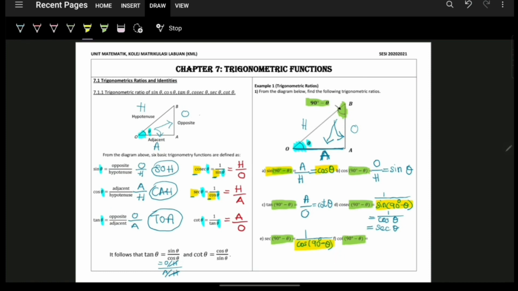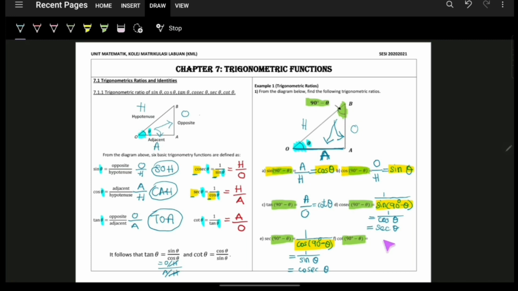Cos 90 degree minus theta, we already did it, which is this one, will equal to this one. I should have used a different color. For the cos 90 degree minus theta, we know that this is just equal to sine theta, so 1 over sine theta. And we know that 1 over sine theta is cosecant theta.